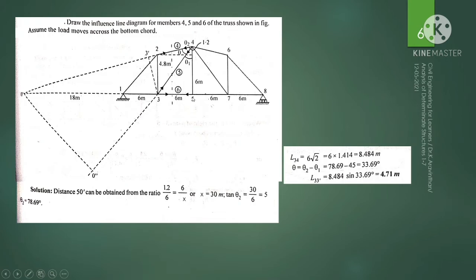How to find this? We know the distance is 12 meter here, and we don't know the total distance from the point 5 to the O dash. So for 1.2 meter we had the horizontal distance of 6 meter. So for 1.2 meter we had the range of 6, and for 6 meter of vertical, what is the horizontal distance? If you put the total distance as x, if you cross multiply, you can find the value of x here.